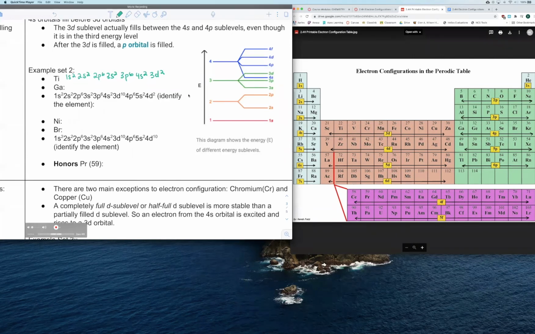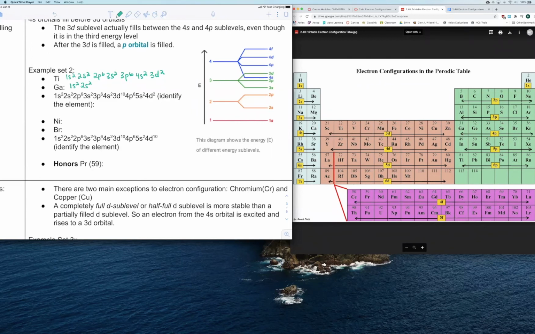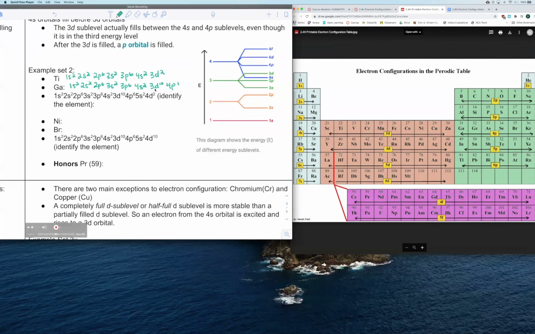Okay, same thing. We could do the same thing for gallium, which is atomic number 31. So I'm going to go a little bit faster, but we have 1s2, 2s2, 2p6, 3s2, 3p6, 4s2, and then 3d. It fills all of the 3d sublevels. So I have 3d 1, 2, 3, 4, 5, 6, 7, 8, 9, 10. So 3d10. And then gallium would be 4p1. So that would be its electron configuration.